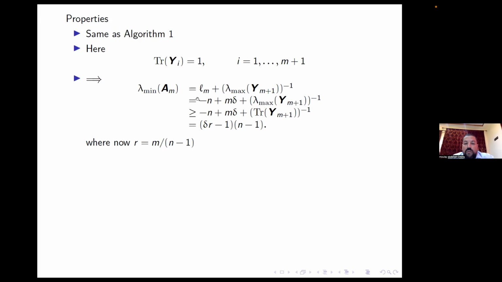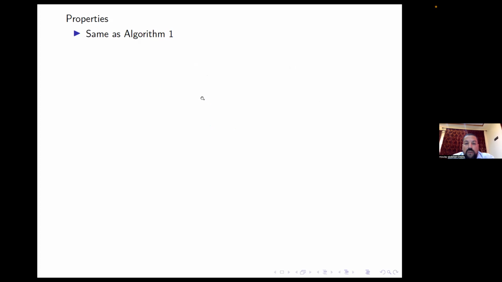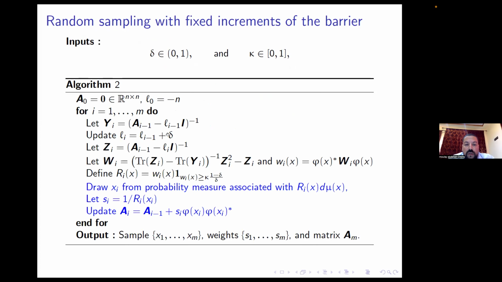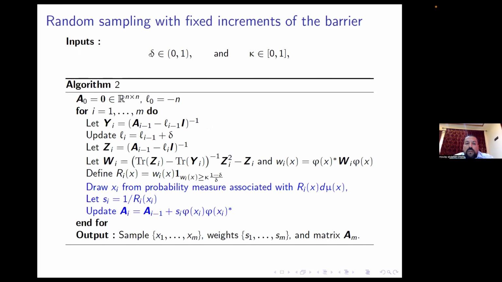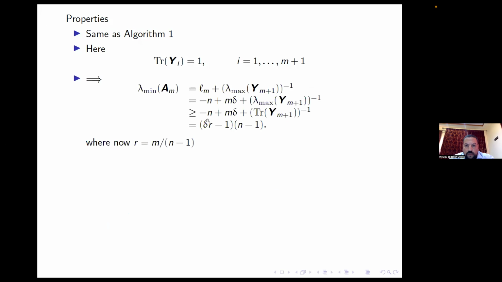We have a closed formula for the barrier L_m, because every time we were just adding a fixed increment, and we started at minus n, so it's equal to minus n plus m delta. And this is larger than the inverse of the trace, which is equal to 1. So at the end, we obtain that the smallest eigenvalue of the Gramian is larger than this quantity over here, which involves n and the other inputs of the algorithm, delta and kappa. Kappa is not showing here, but it will show in the convergence rate.